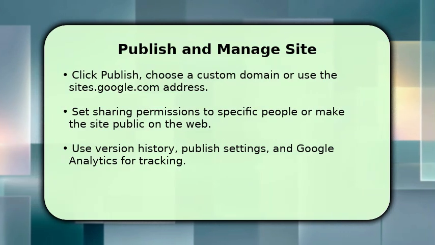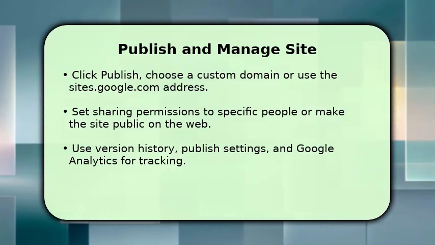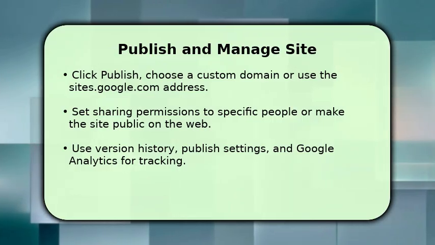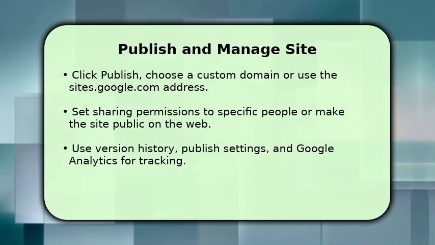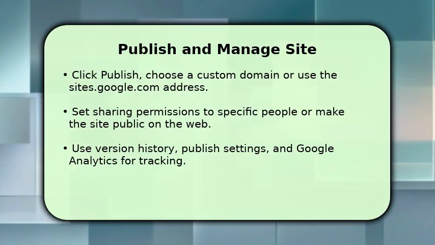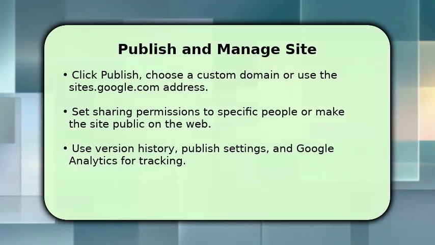When ready, click Publish and choose a custom domain or use the site's Google.com address. Set sharing permissions so only team members access drafts or make the site public for everyone. Configure navigation settings and footer content that appear across all pages before republishing changes.